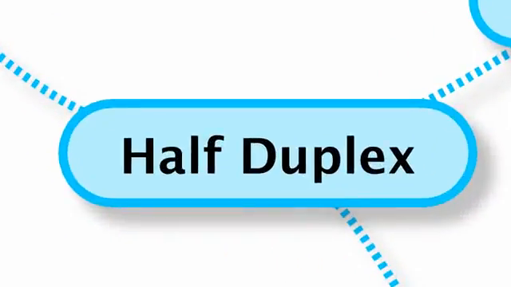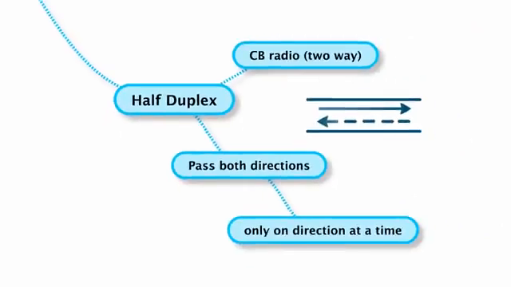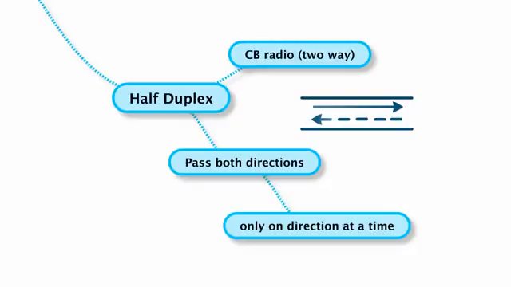Half duplex. So what do we think this is? Well, it follows on. Again, quite obvious. If duplex was two-way, half duplex is two-way again, but can only do one direction at a time.